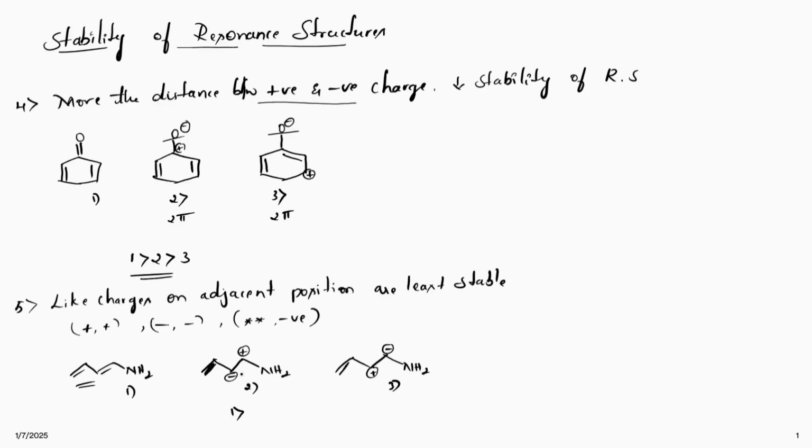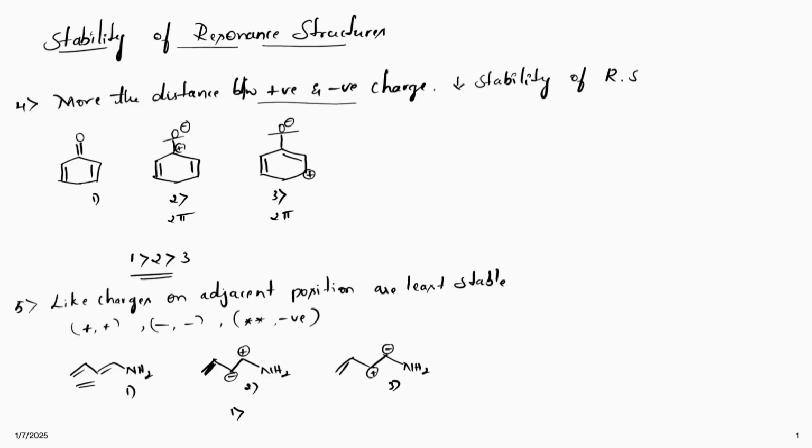Okay. Next, coming to 2 and 3. Here also there is 1 pi bond, here also 1 pi bond. You cannot decide based on that. Next rule is the third rule. Here also the negative charge is present on the carbon atom, here also the negative charge is present on the carbon atom. We cannot decide on that. Next, the fourth rule is the distance between the positive and negative charges. In both the cases, the distance between the positive and negative charge is the same.